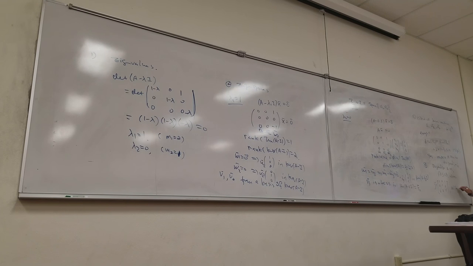And B is just diagonal, a diagonal matrix with the corresponding eigenvalues on the diagonal. V1, V2 are associated with eigenvalue 1, so you have 1, 1. And V3 is associated with eigenvalue 0, so this is 0. All other entries are 0, because this is a diagonal matrix.